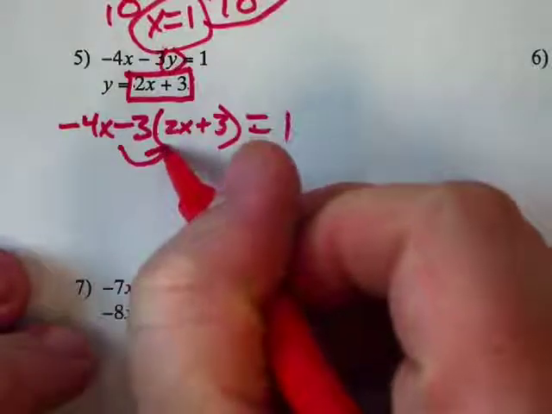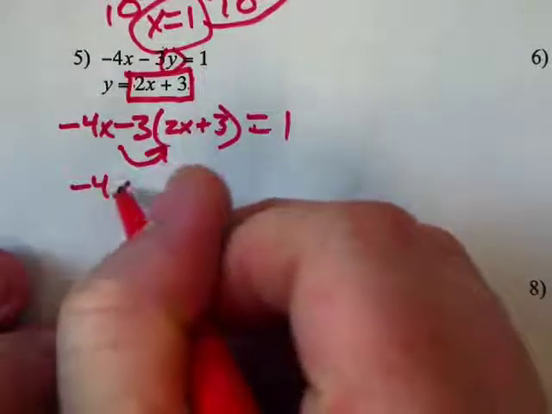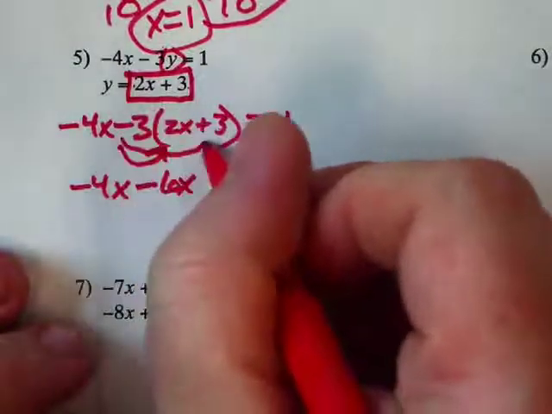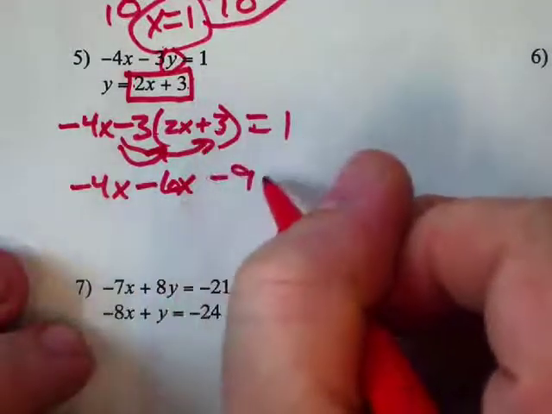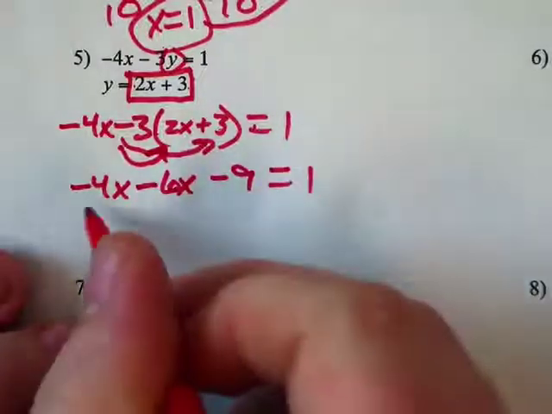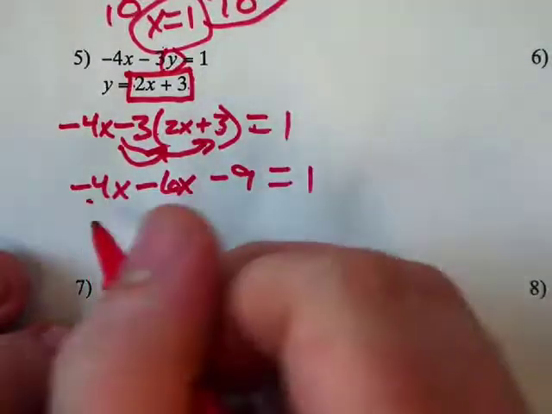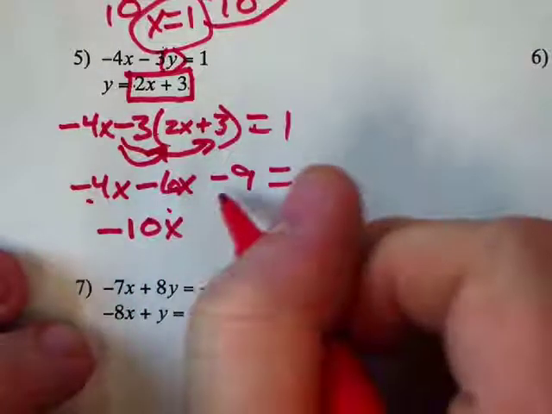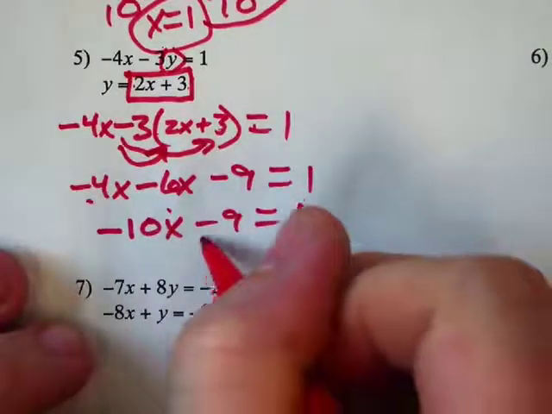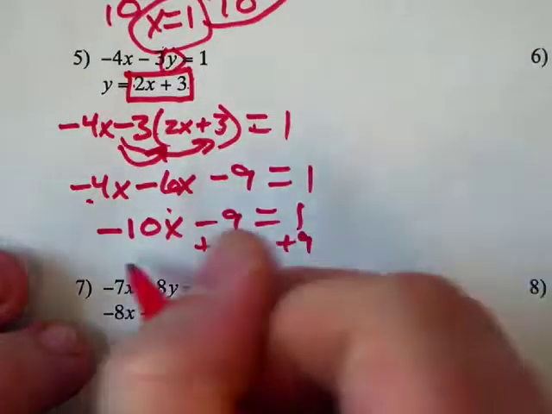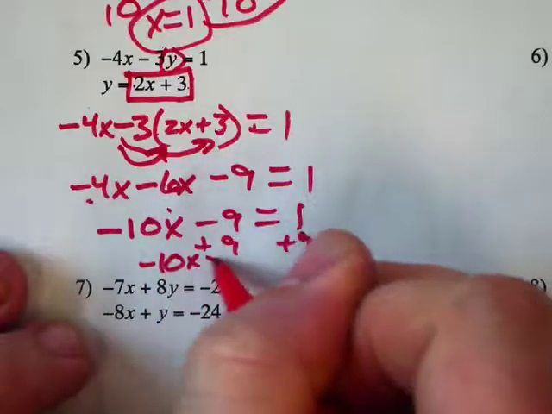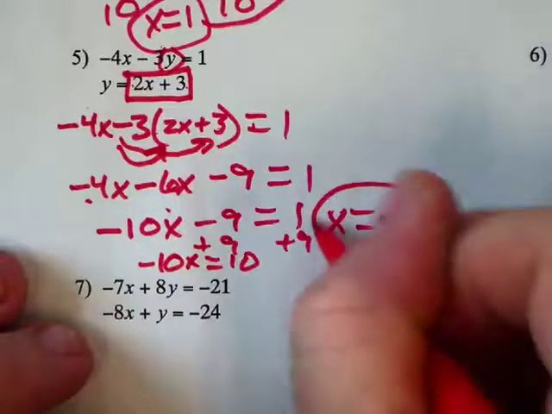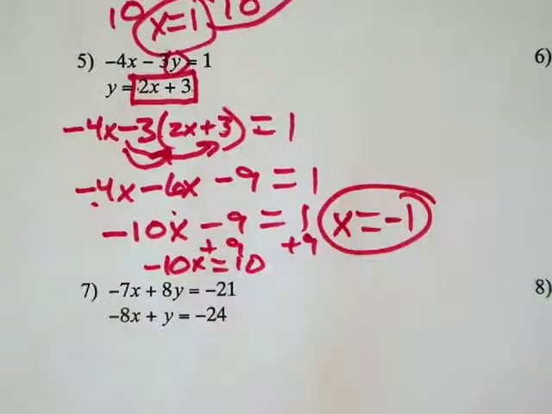Negative 3 times 2x, we get negative 6x, and negative 3 times 3 is a negative 9, equals 1. Okay, negative 4x minus 6x is negative 10x minus 9 equals 1. We're going to add 9. We have negative 10x equals 10. So x equals negative 1, because you divide by negative 10, divide by negative 10.